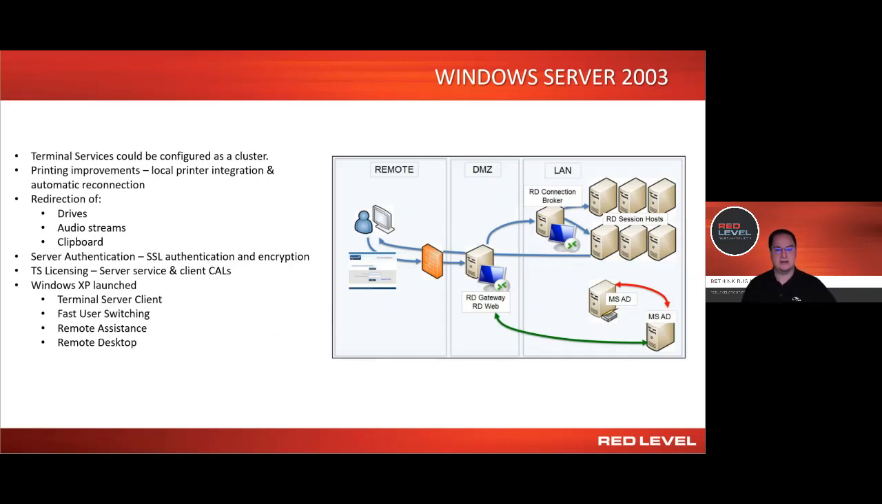After Windows NT and Windows Server 2000, which iterated a little bit, really Windows Server 2003 was where it saw a big leap, where you could have farms of these servers and a connection broker, and you could do some load balancing and have a gateway front end and do some of the, we'll call it modern, even though it's almost 20 years ago now, some of the modern capabilities that you would get with a server farm and load balancing. So you could configure it in a cluster. There was local printer integration, automatic reconnection if you got disconnected. You could redirect some of your local drives, audio streams, your clipboard.